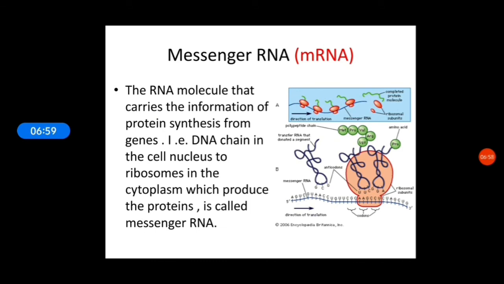The second type is mRNA. In this, M stands for messenger. The RNA molecule that carries the information of protein synthesis from genes, that is the DNA chain, in the cell nucleus to ribosomes in the cytoplasm, which produce the proteins, is called messenger RNA or mRNA.